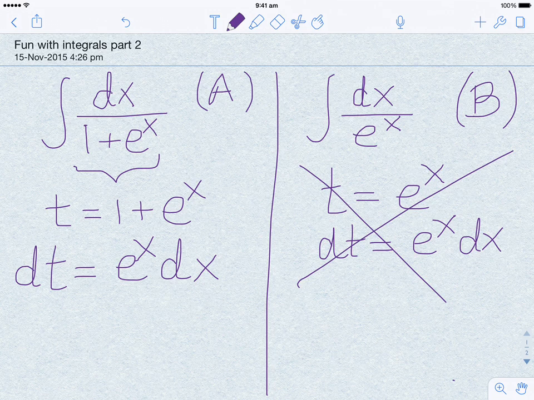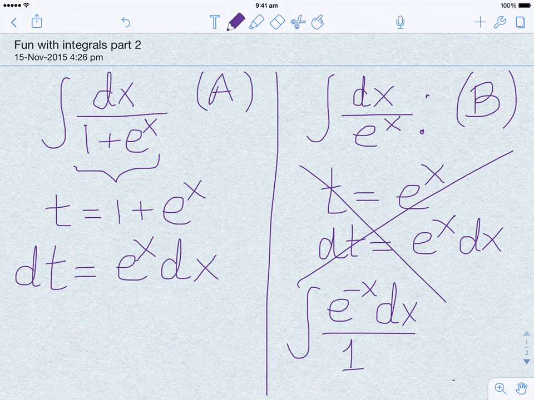What we do is, we essentially multiply both the numerator as well as the denominator by e to the power minus x. That is, the integral of e to the power minus x dx, which happens to be equal to minus e to the power minus x plus the arbitrary constant. Okay, so that is the way b is solved.